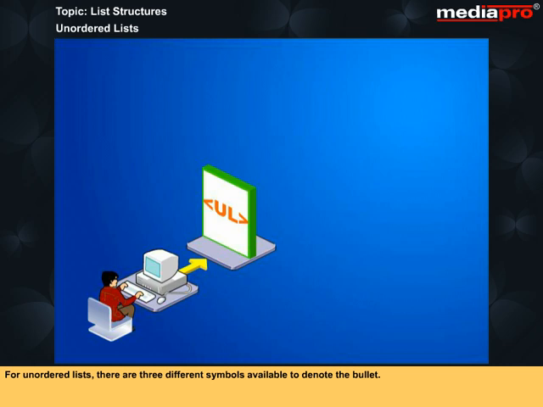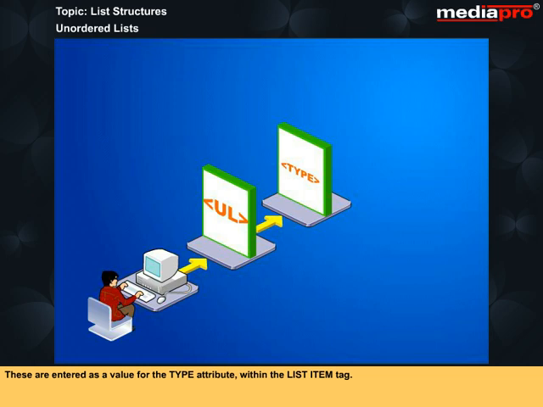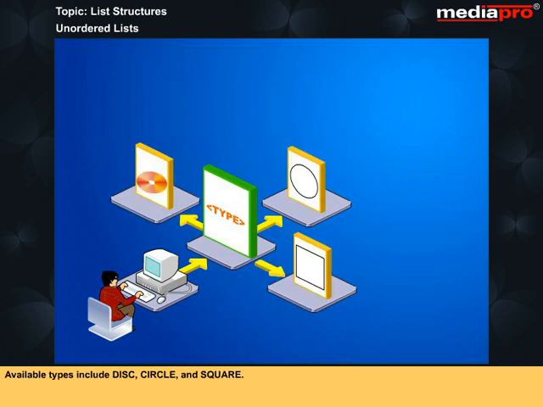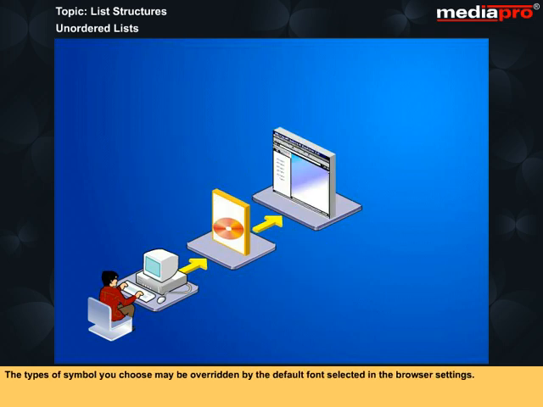For unordered lists, there are three different symbols available to denote the bullet. These are entered as a value for the type attribute within the list item tag. Available types include disk, circle, and square. The types of symbol you choose may be overridden by the default font selected in the browser settings.